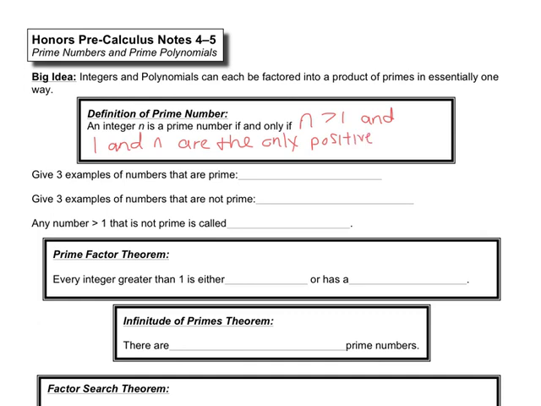Positive integer factors. Sorry, not enough room here. Factors of n.